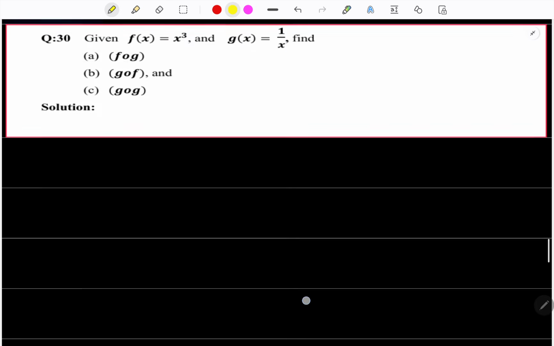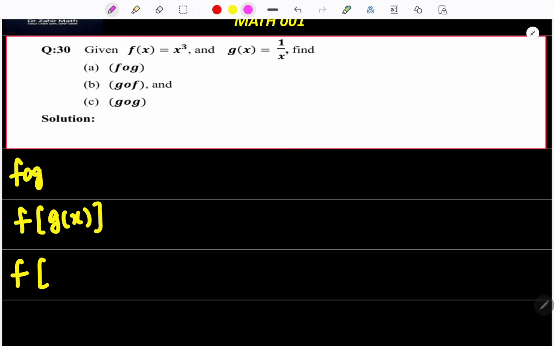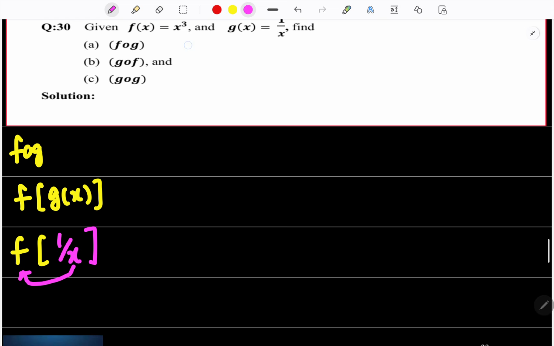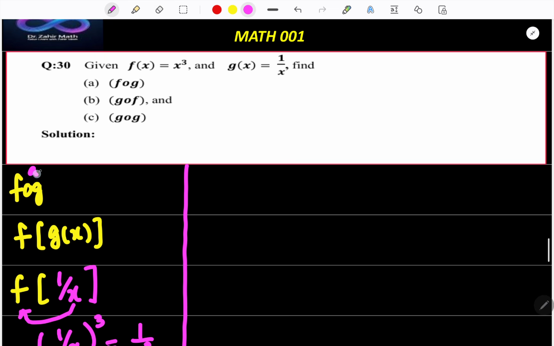Let's go to the next question. The next question is given f of x equals x cube, and g of x is equal to 1 over x. Now what is the question? f composite g. f composite g means what? f of g of x. g of x is 1 over x. This 1 over x you have to put in f. What's your f? x cube. So this is 1 by x the whole power 3, which is equal to 1 by x cube. Clear everybody? A question is clear? Right.